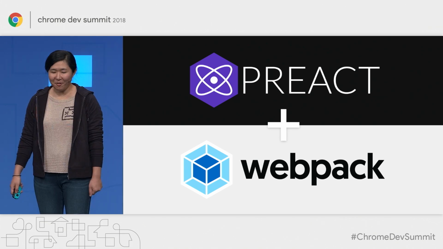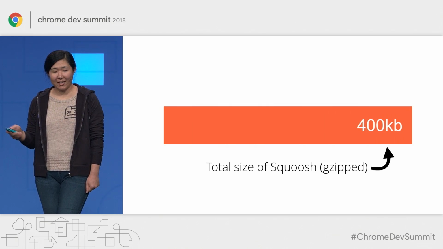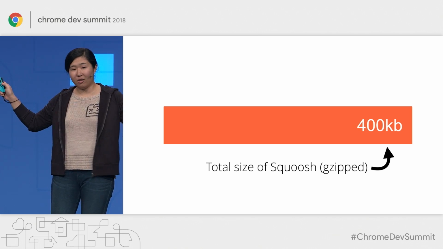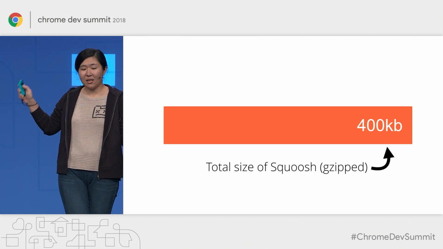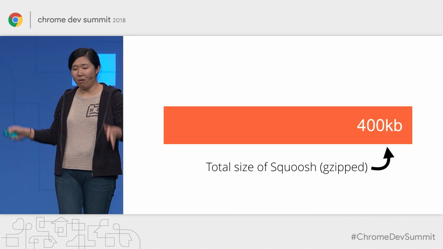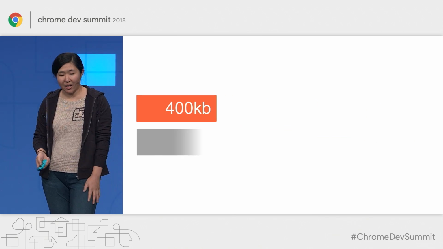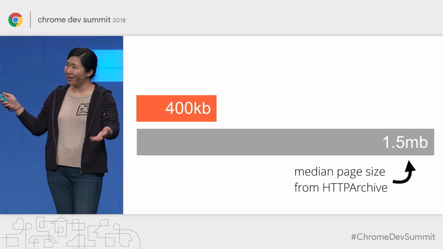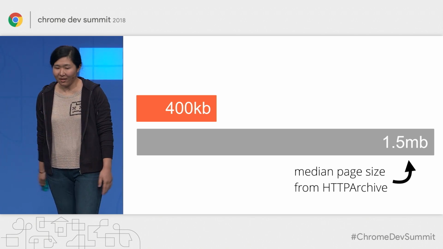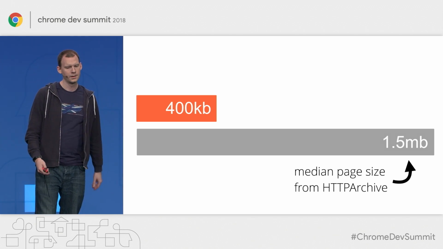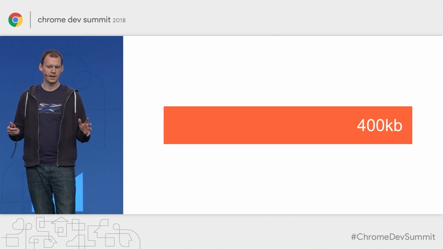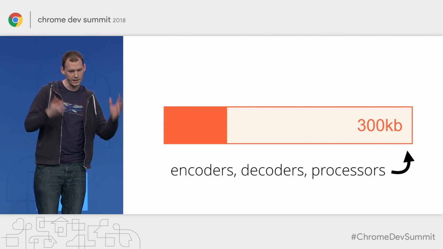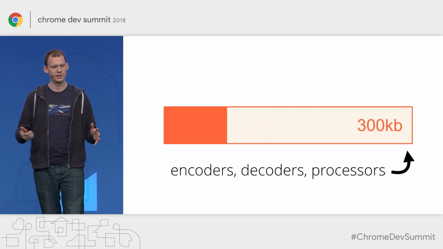So as a result, our app is 400 kilobytes zipped, all in all, everything. This is well below the median from HTTP Archive, which is 1.5 megabytes. So we're quite happy about that. Yeah, we're winning. So the vast majority of that size is the codecs and the processors, like the stuff we've brought in from C land. And that's 300 kilobytes of that stuff.